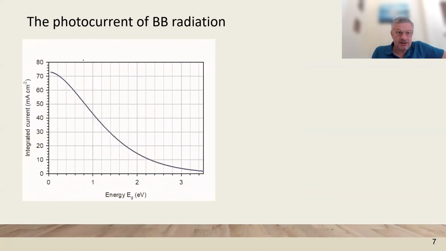Here is the direct integration of the blackbody spectrum at 5,800 Kelvin, and then we can see that at very low bandgap we can obtain the whole solar spectrum, which corresponds to approximately 70 milliamps per centimeter square. If we go to a bandgap of 1 electron volt, this is about 40 milliamps per centimeter square. If we are at 2 electron volts, then we can collect only 15 milliamps per centimeter square.